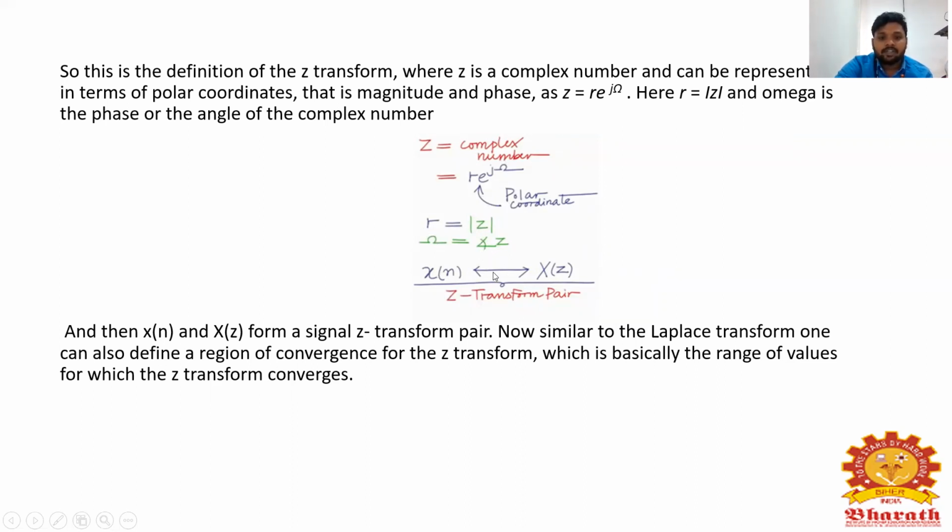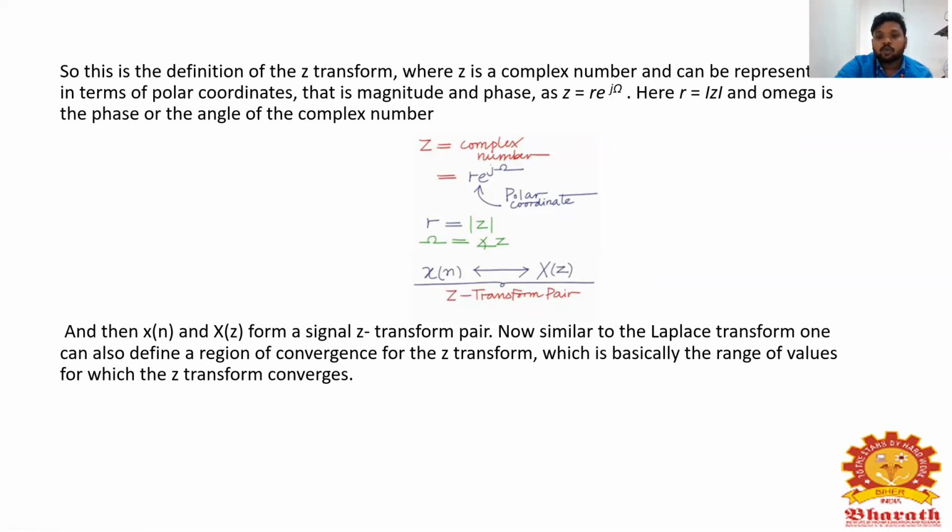So if you take the Z transform of x of n, you will get capital X of z. This is the Z transform pair. Then x of n and X of z form a Z transform pair.